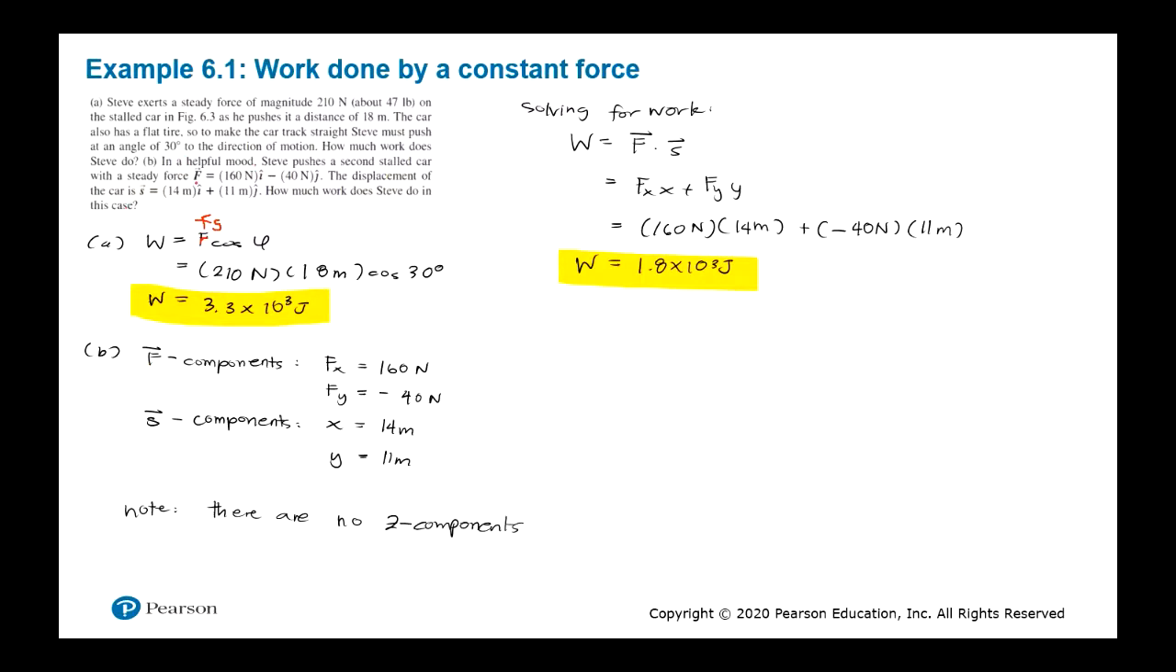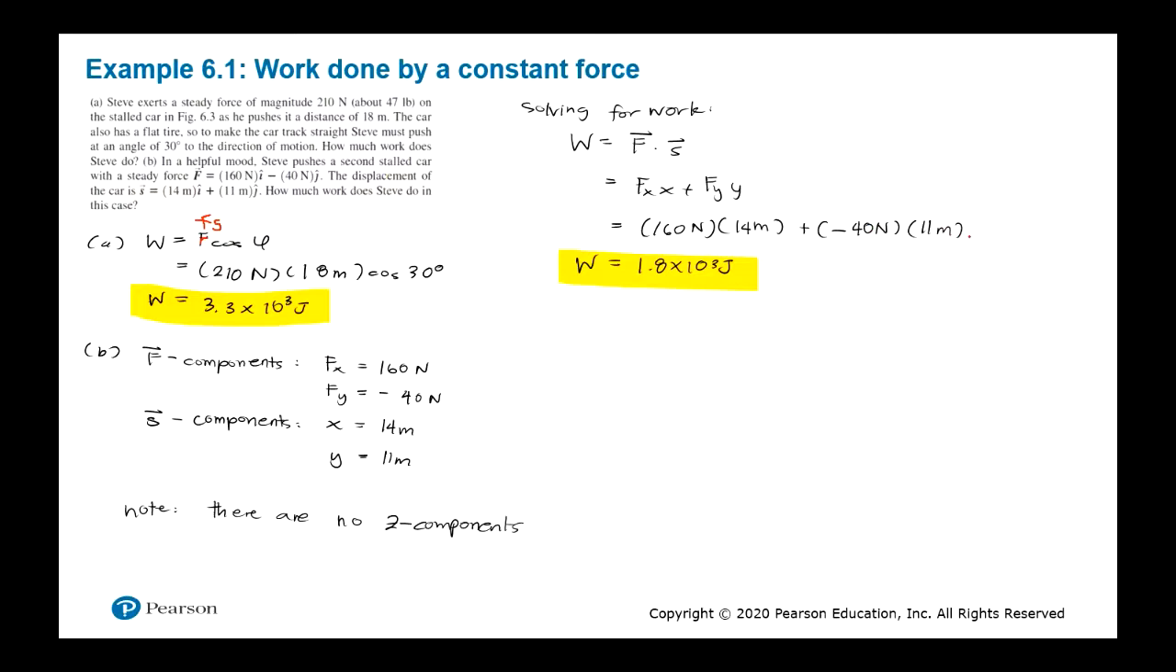Next question, you have here your force, and you have here your displacement, and we will be using W equals F dot S. We don't have to use the AB cosine phi because we can use the expansion of F dot S in terms of its components and unit vectors. So we have Fx times the X component of the displacement, plus Fy times the Y component of the displacement S. So plugging in the values, we have 160 newtons times 14 meters plus negative 40 newtons times 11 meters.